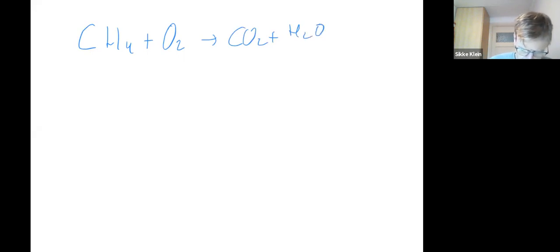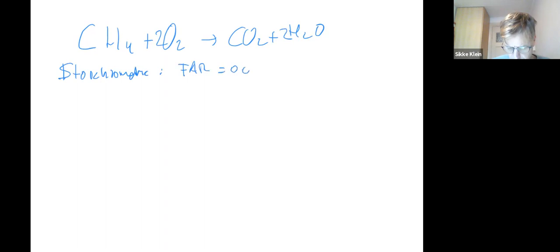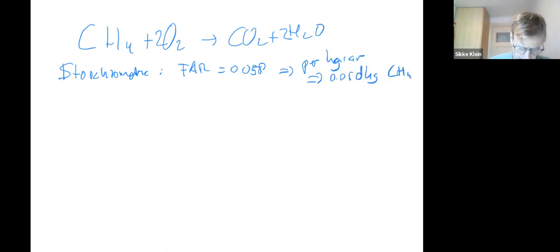So we have again this situation here. We got the lower heating value, and we have stoichiometric combustion. We derived that the fuel air ratio is 0.058. So per kilogram of air, we have 0.058 kilogram CH4. The LHV is 50 megajoule per kilogram.